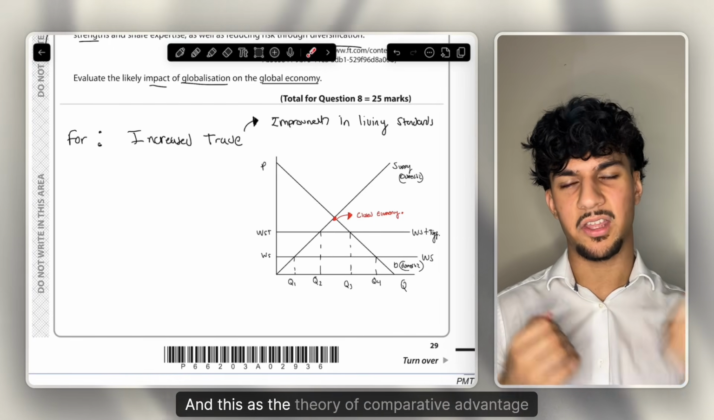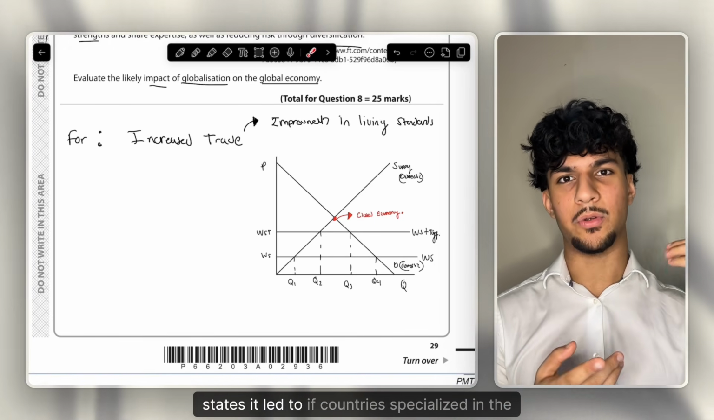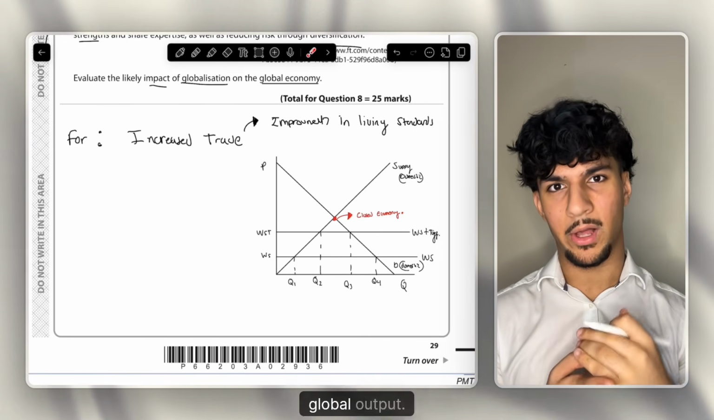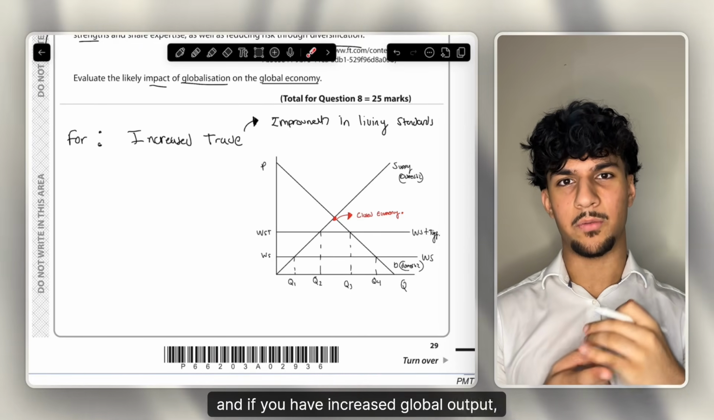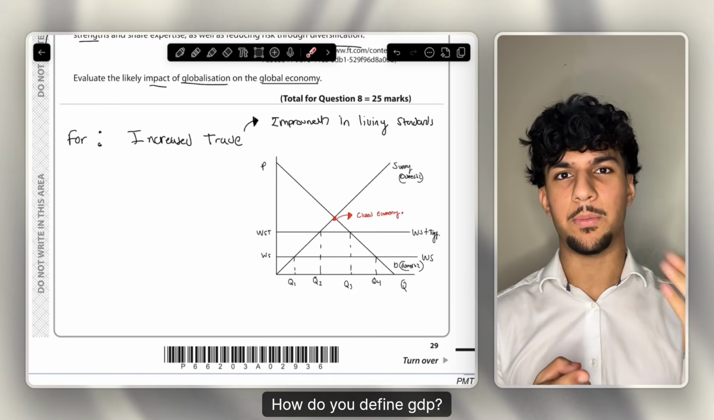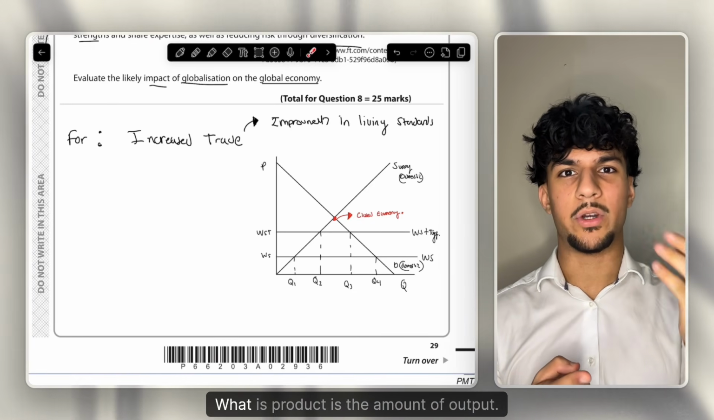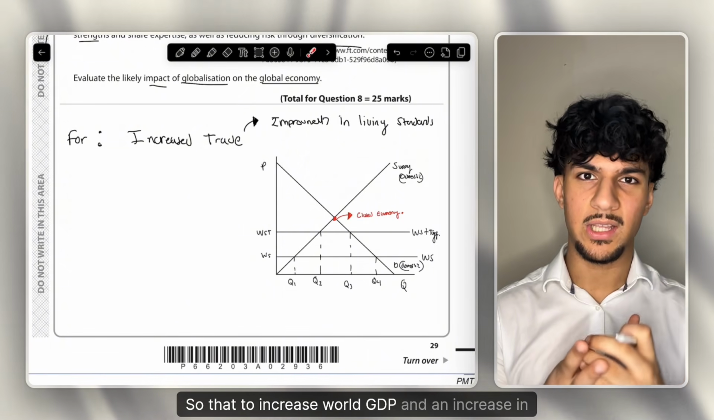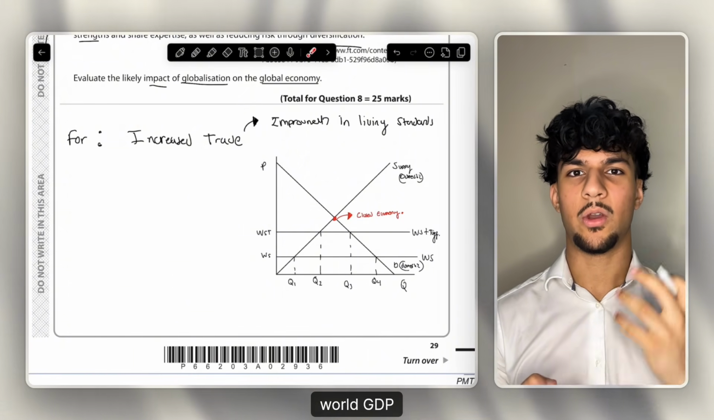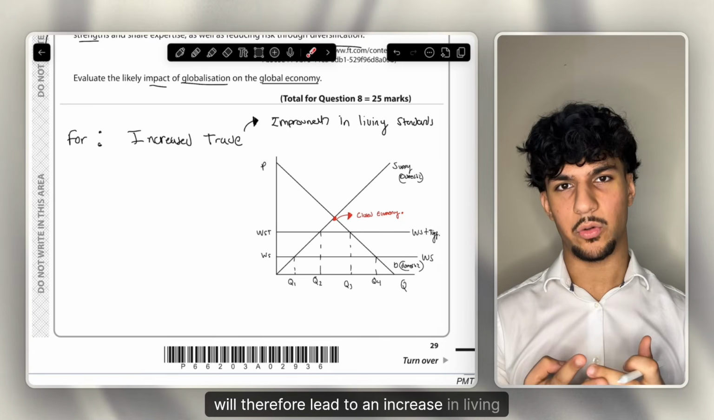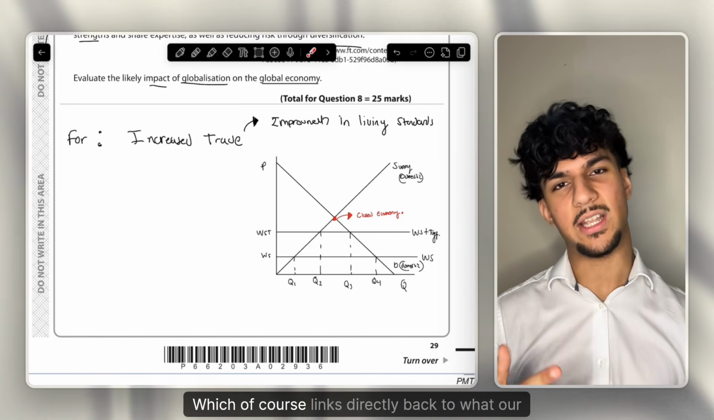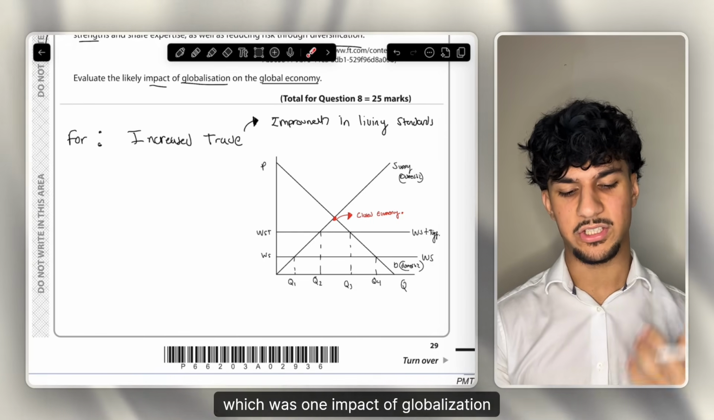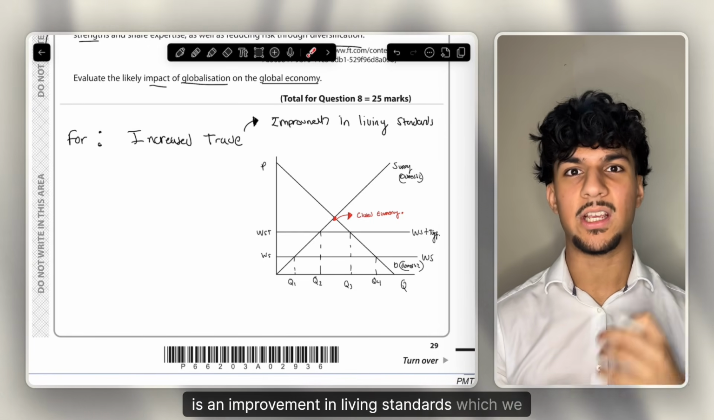And this, as the theory of comparative advantage states, if countries specialised in the goods they had the comparative advantage in, it led to increased global output. And if you have increased global output, what does that mean? How do you define GDP? It's gross domestic product. What is product? It is the amount of output. So to increase world GDP, and an increase in world GDP will therefore lead to an increase in living standards, which of course links directly back to what our point was, which was one impact of globalization is an improvement in living standards, which we have seen.